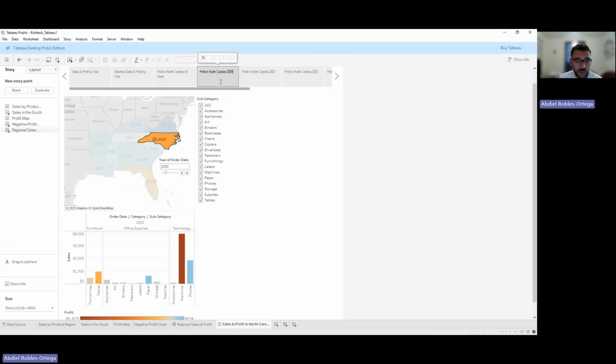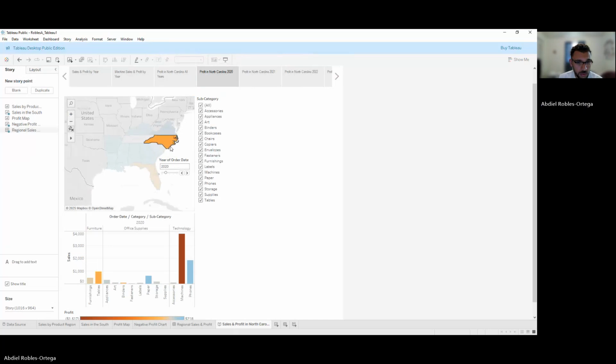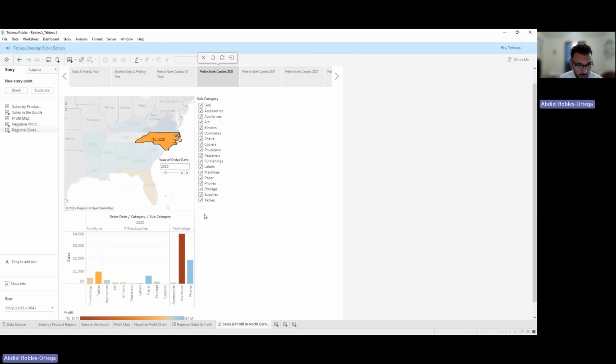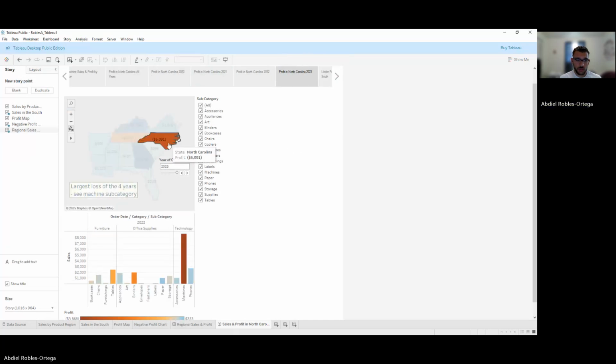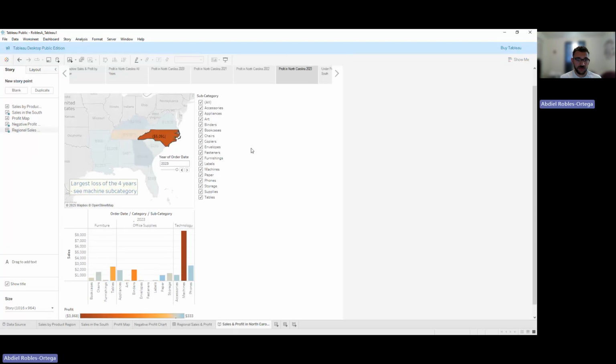Starting from 2020, we can see how North Carolina has had a negative profit of $1,413. Here we can see a more in-depth visualization of which products in which category have had the negative profit. Again, machines, as we've seen previously, moving through 2021, 2022, and 2023. Here it says the largest loss over the past 4 years since 2020.